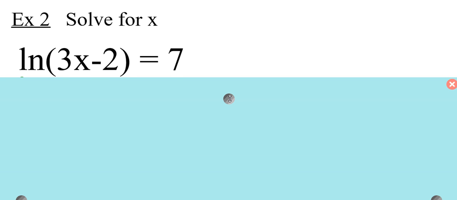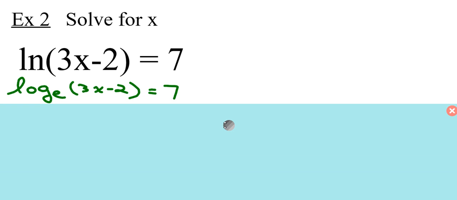All right, so here we've got a natural log problem, and our first step is going to be to change a natural log into log base e. Because once we have a base, then we can change our log equation into an exponential equation. And so how do you know when to do that?